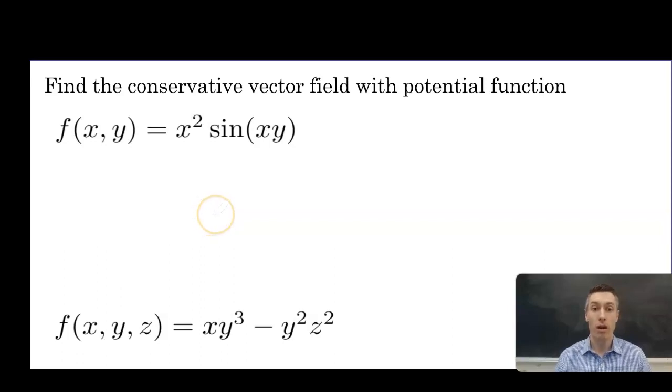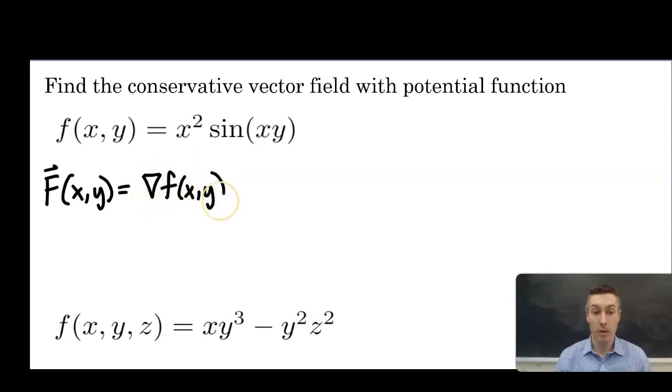So here we are starting with the potential function and we're trying to create a conservative vector field. Okay, so we're trying to create a vector field f of xy, and we're going to do so by finding the gradient of the given potential function. So if you remember how to find the gradient vector, it's the partial with respect to x and then the partial with respect to y.